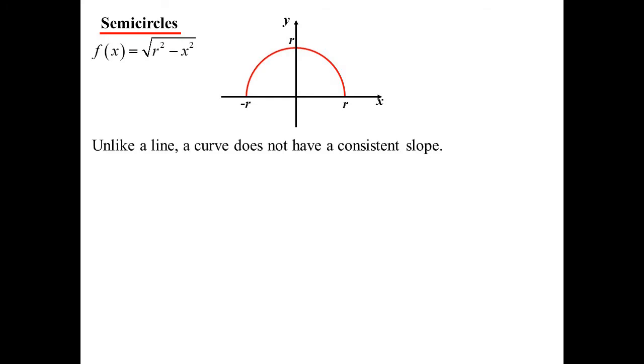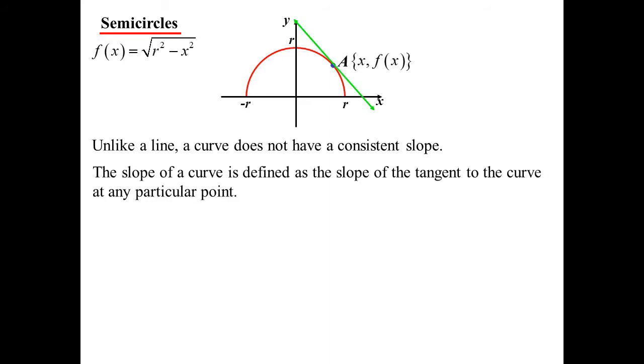Let's have a look at semicircles though. Here's our standard semicircle, square root of r squared minus x squared. Unlike the line, there's not a consistent slope, so depending where you are, the slope's going to change. And for a curve, we always define the slope of a curve to be the slope of the tangent drawn in at that particular point. So all right, let's draw in one at A there and have an x value of x, and then the y value would be whatever f(x) ends up equaling, so square root of r squared minus x squared.